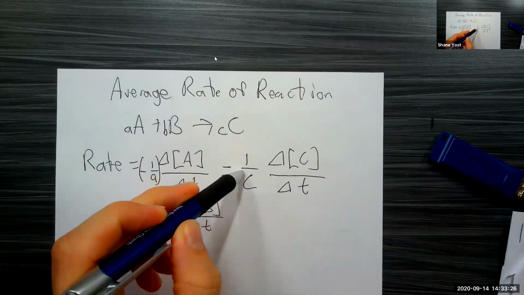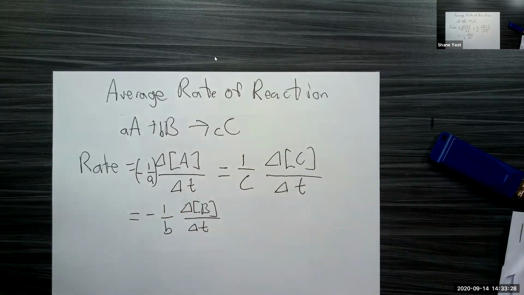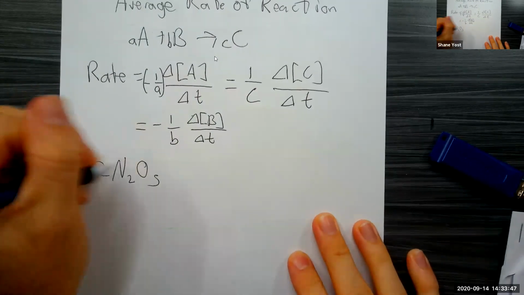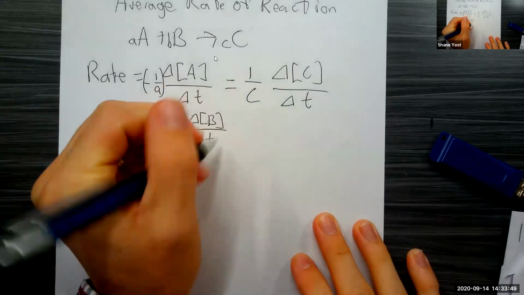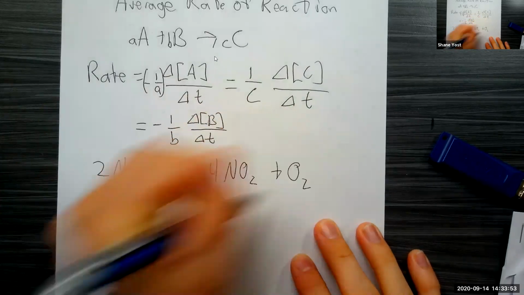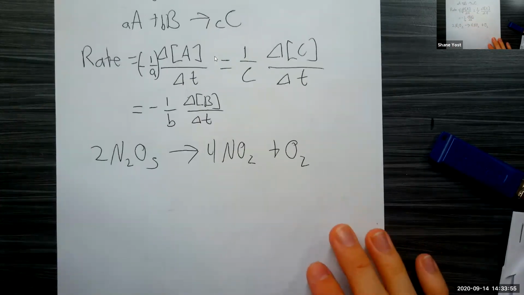There's no minus sign on the products because it's a positive rate of change. The products are being formed over time, so it's a positive value. And if I define the rate of the reaction as such, then no matter what I look at, I will get the exact same rate. Let's look at our example again for N2O5 forming 4NO2 plus O2. That was our reaction.